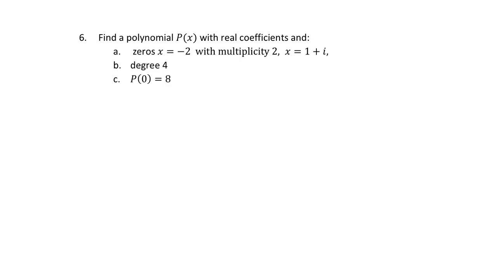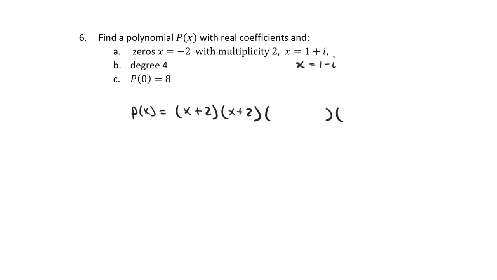So first of all, p of x, if the 0 is x equals negative 2, then the factor is x plus 2, but if it has a multiplicity of 2, that means it repeats twice. And then remember, when you have a 0 that's complex like that, meaning it's got a non-real part, there has to be a pair, 1 minus i, so 1 plus i and 1 minus i.